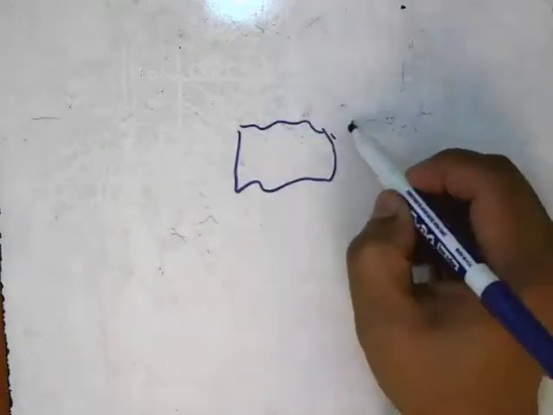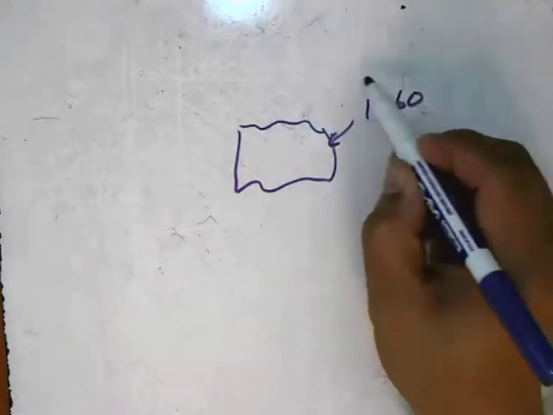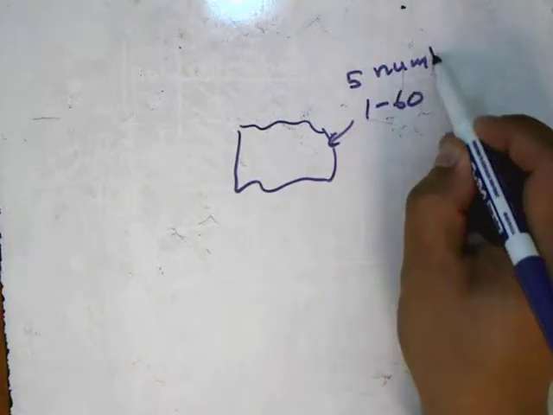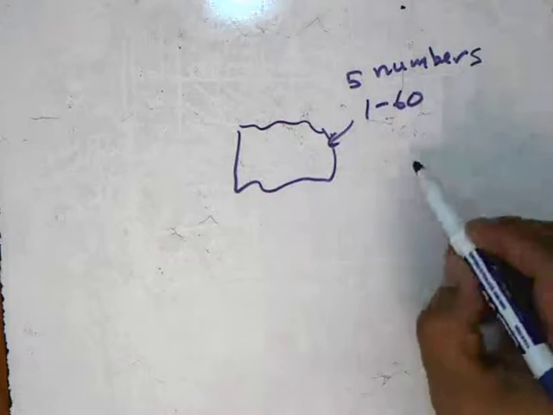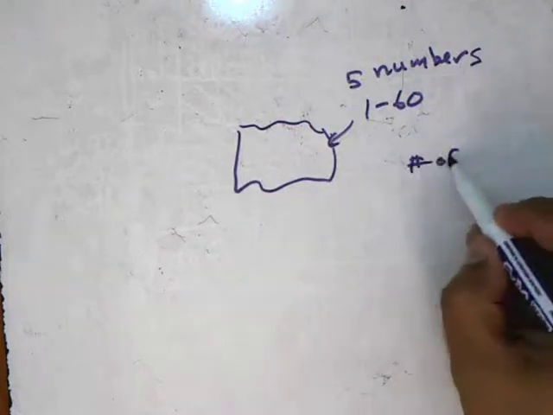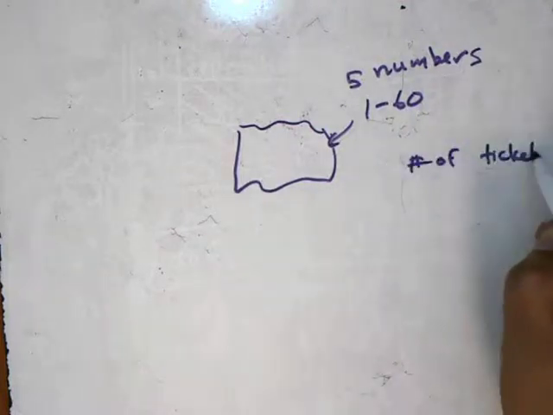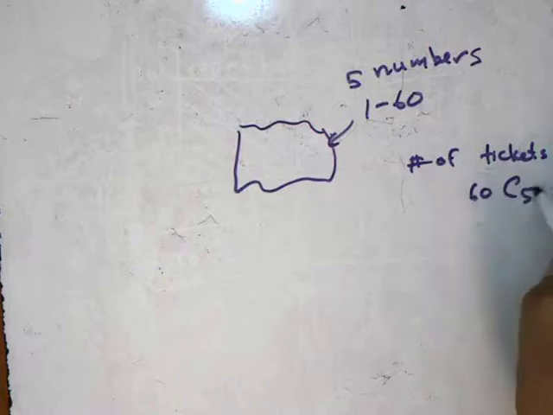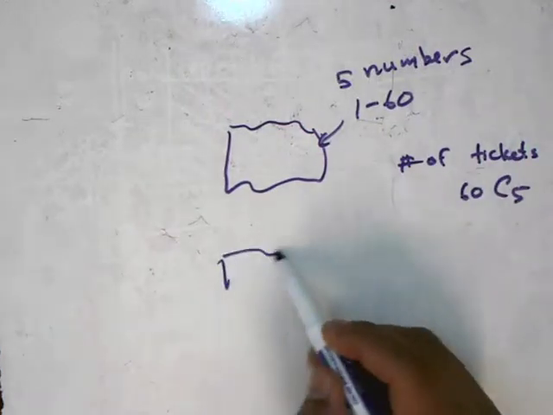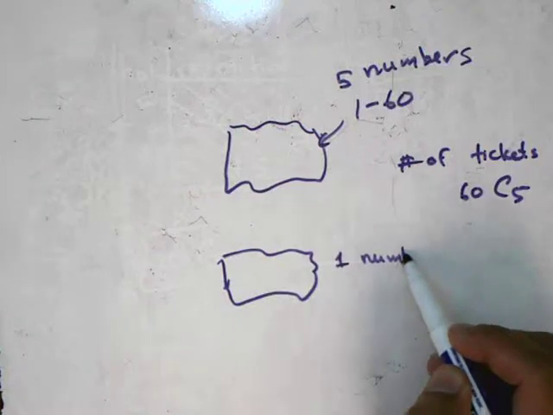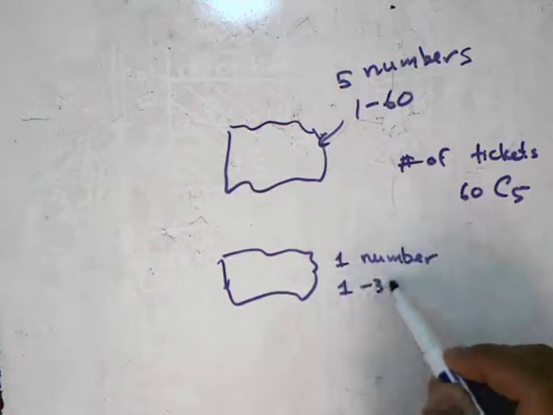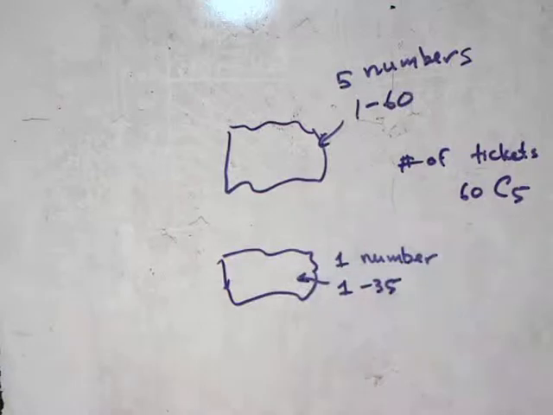This first ticket has to be 5 numbers from 1 through 60. Okay? And we have to get this correct, and the order here doesn't matter, and we already know the number of tickets is 60 choose 5. And then we have to get another ticket correct. And this is just one number from 1 through 35. So it's like you have to buy 2 tickets, and they both have to win in order for you to win the Powerball.